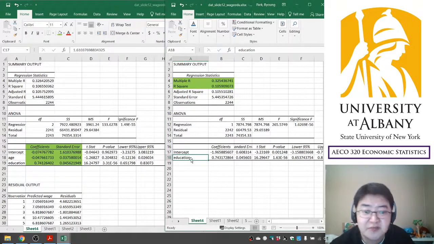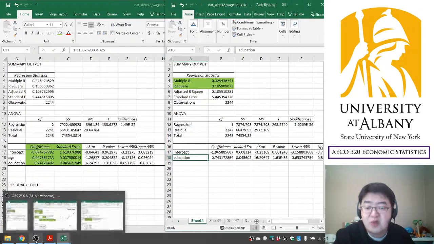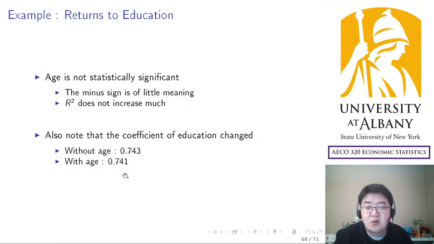And the coefficient: by adding age, the coefficient of education also changed, right? Even if the change is small, still it changed. And the intercept also changed a lot. But the intercept usually does not play much role in this analysis. So what you can see here is age is not statistically significant.